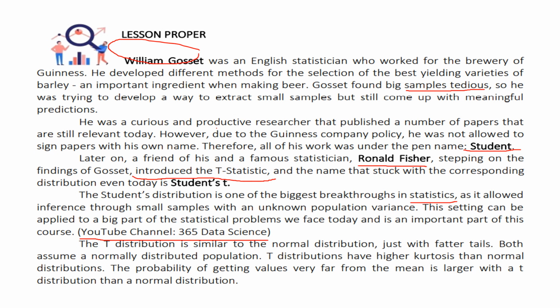So the t-distribution is similar to the normal distribution, just with fatter tails, but assumes a normally distributed population. T distributions have higher kurtosis than the normal distribution. The probability of getting values very far from the mean is larger with a t-distribution than a normal distribution. So there is a wide range of values for your t-distribution if we compare this to your normal distribution.